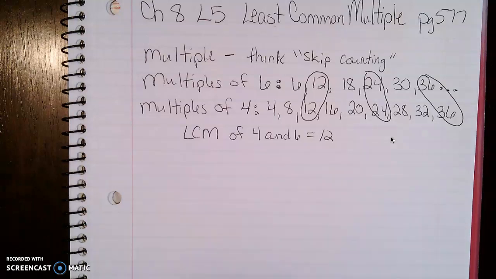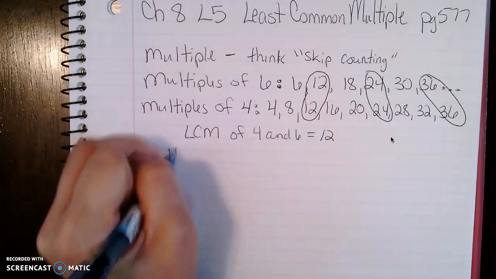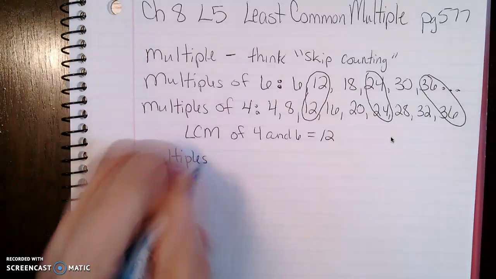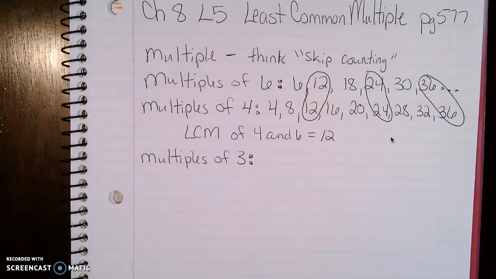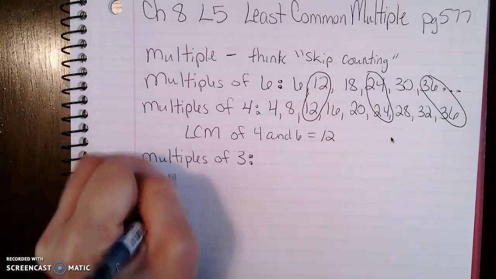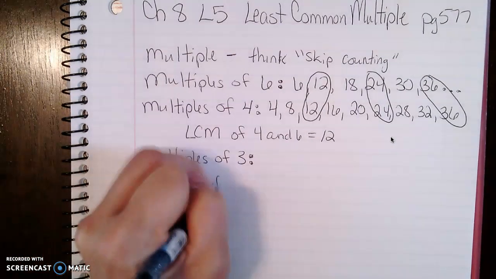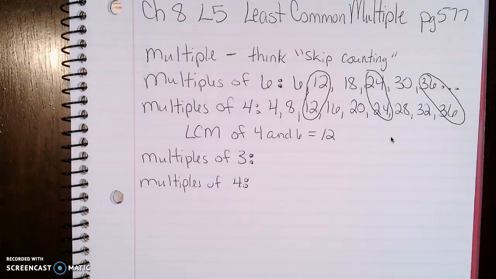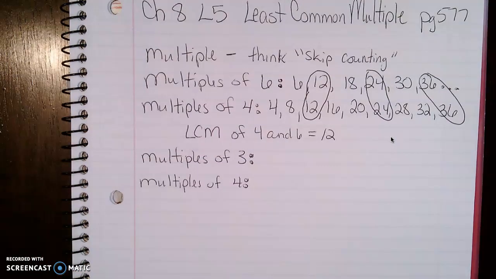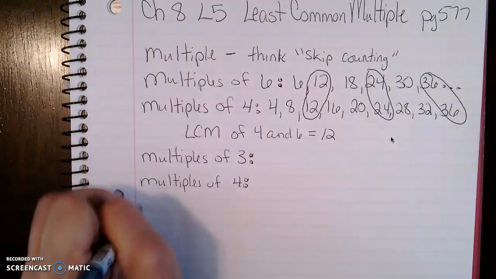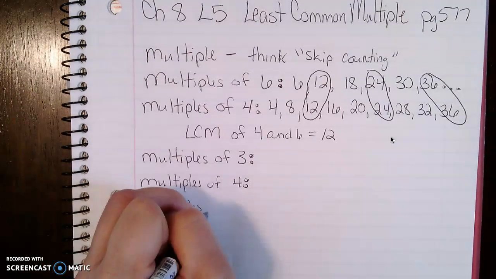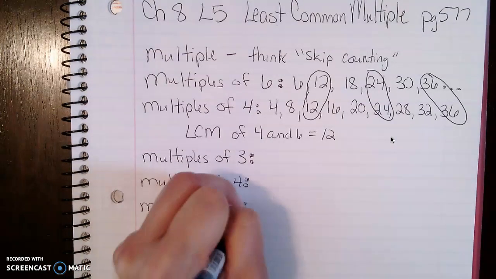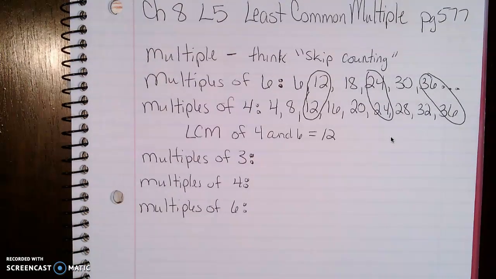So that means I need to find multiples of 3, because he goes to the driving range every 3 days. We have to find multiples of 4 because he does the putting every 4 days, and then he goes for a round of golf every 6 days. So we're looking for the least common multiple of these 3 numbers.